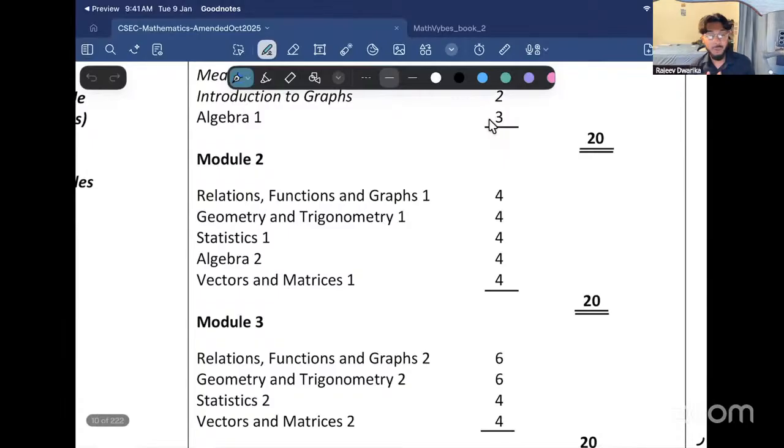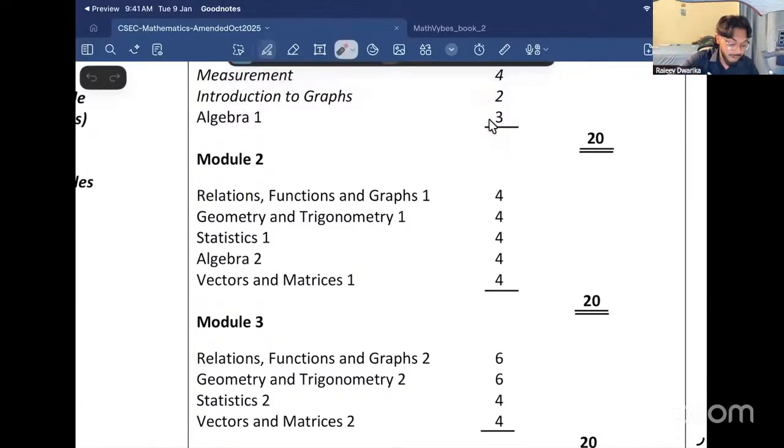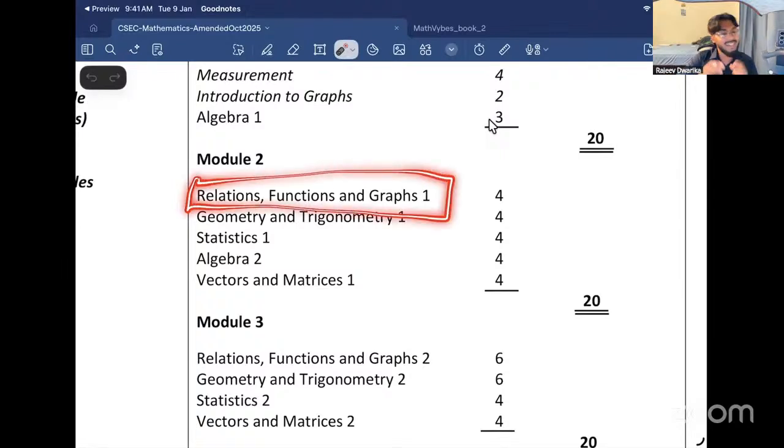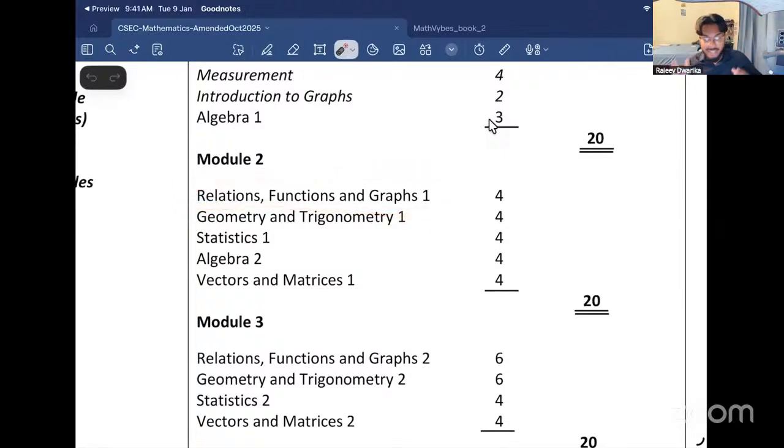Then we have Module 2. Relations, functions, and graphs. I really love this. You can't hate relations, functions, and graphs. Aaron, you write exams, and anytime you see a functions question, it's light work. Then geometry and trigonometry. Don't worry, they didn't remove circle theorems. We'll see after how they move the 2026 paper. Statistics 1, algebra 2, vectors and matrices 1.